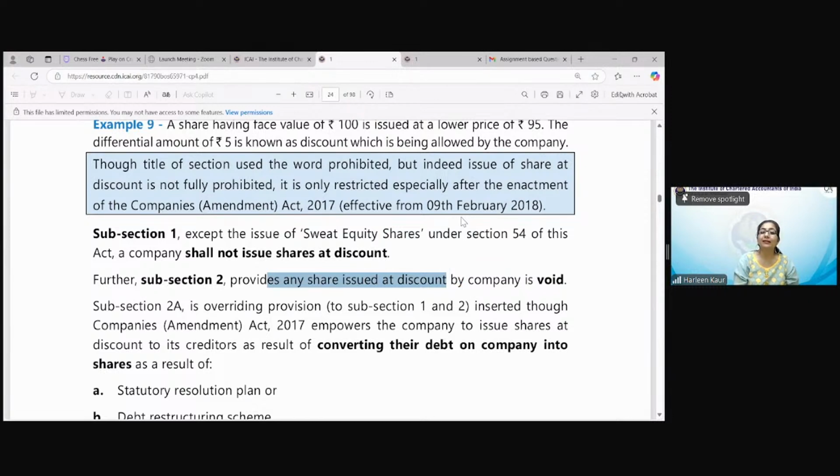What is the meaning of void? CA Foundation, remember the meaning of void? Very nice. Void means it has no meaning in the eyes of law, so it will not be considered valid, null, cancelled. Excellent, children.